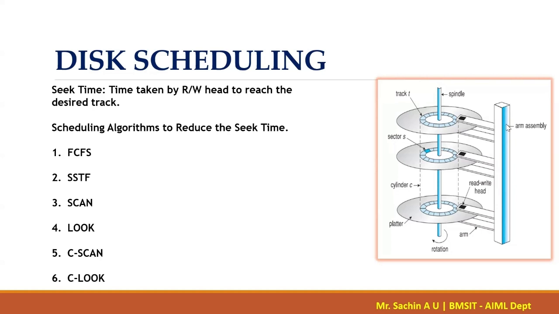track. Okay, so this is the read-write head. If this read-write head is present on this track, let us assume that this track is the second track, and I want to reach the fifth track, what is the time taken by this read-write head to move from the second track to the fifth track? That is the seek time. That is what we saw in the previous video.